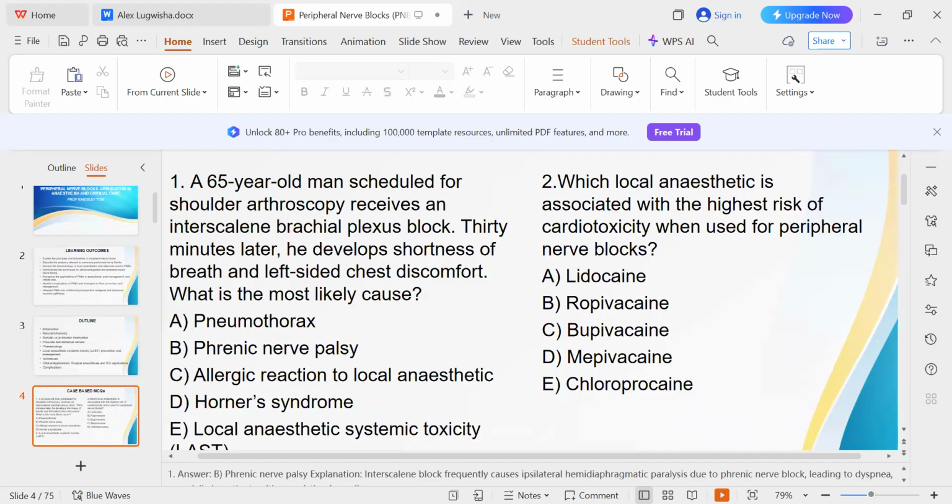a 65-year-old man scheduled for shoulder arthroscopy receives an interscalene brachial plexus block. 30 minutes later, he develops shortness of breath and right-sided chest discomfort. What is the most likely cause of this complication? A, pneumothorax, B, phrenic nerve palsy, C, allergic reaction to local anesthetic, D, Horner syndrome, E, local anesthetic systemic toxicity. So what's the answer? B.